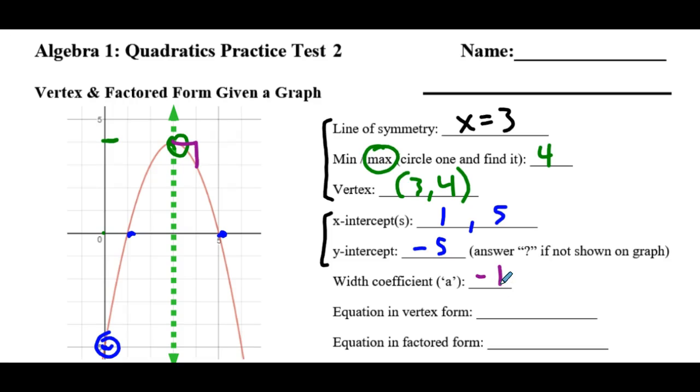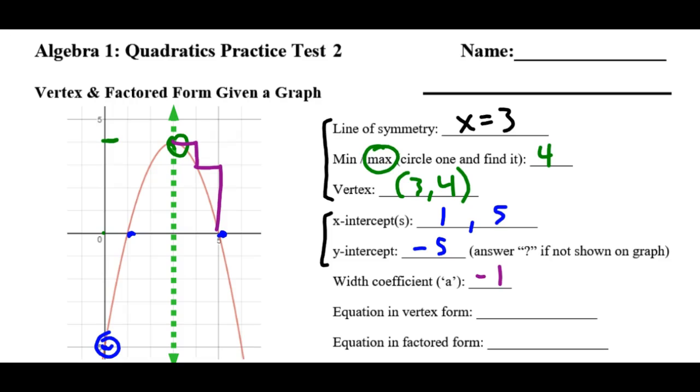The reason it's not truly a slope is because if we were to go over 1 more, we would find we're not going down 1. We're actually going to go down a larger number, and that's because the x squared part of a parabola makes it a curved graph, so it's not having the same slope everywhere. We're going to use that information we just collected to write our equation in vertex form and in factored form.